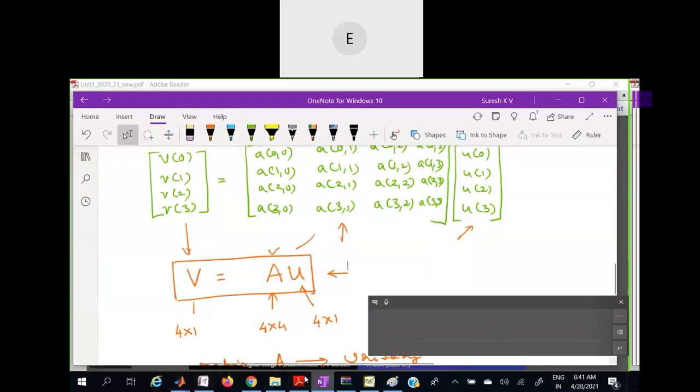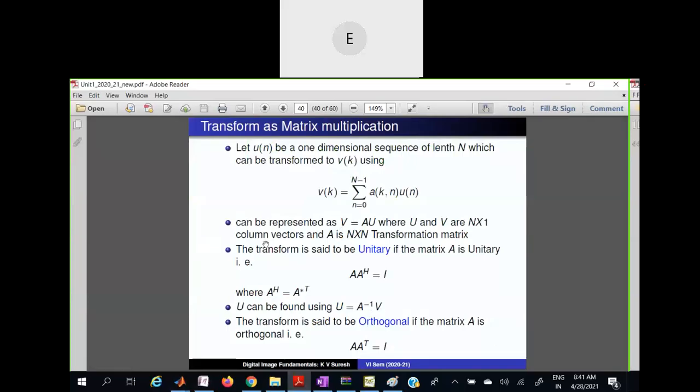Let me just repeat it. A transform is said to be unitary if the matrix A is unitary, and a matrix is said to be unitary if A into A Hermitian is an identity matrix, where A Hermitian is the A conjugate transpose. And what is the advantage? We will just verify it for a specific known matrix later. What is the advantage? There is an advantage.